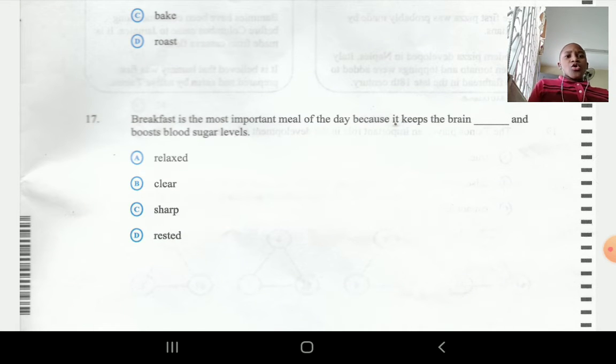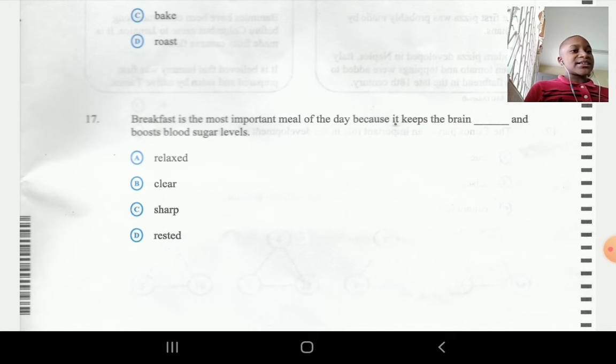Breakfast is the most important meal of the day because it keeps the brain going and boosts blood sugar levels. Sugar is actually good for you, believe it or not, in small quantities. You don't want to work the sugar plantation.